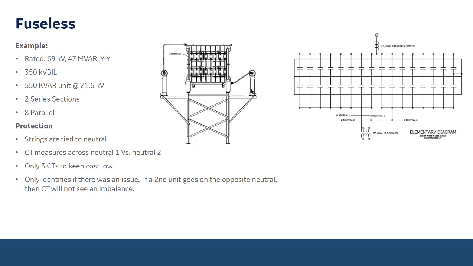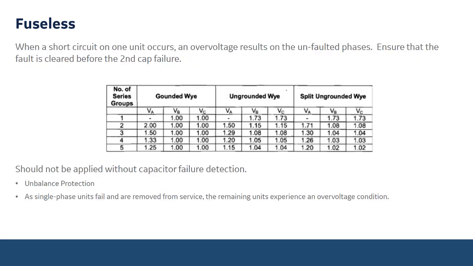The other issue with this type of protection is, if a second unit goes out on the opposite neutral, then that CT will no longer see an imbalance, and it will still show that it is a balanced system. With the fuseless design, when a short circuit on one unit occurs, an overvoltage results on the unfaulted phases to ensure that the fault is cleared before the second cap failure.